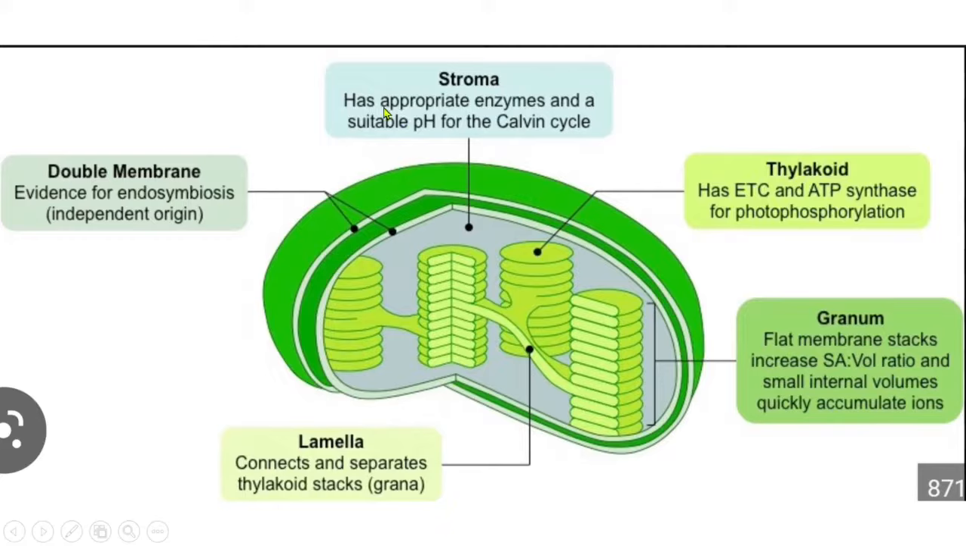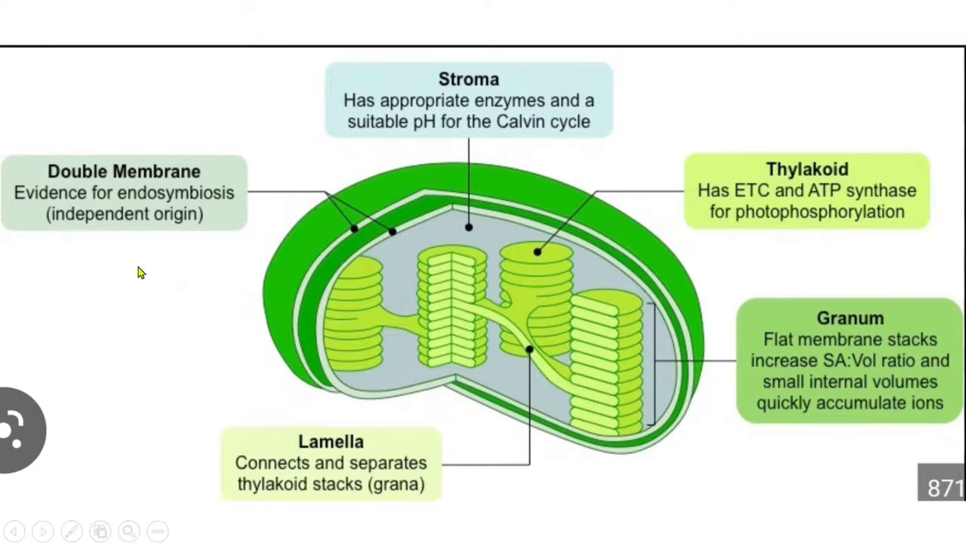When we talk about the stroma, this fluid-filled space, this is where the Calvin cycle happens. We'll explain a little later how hydrogen ions are very important here. The thylakoid is where the electron transport chain and the ATP synthase are found, which are very important for phosphorylation. As you can see, light is needed in order to phosphorylate, which means a phosphate group is added to adenosine diphosphate to produce adenosine triphosphate or ATP, and that is photophosphorylation. The granum is simply the stacks of flat membranes, and the lamellae connect and separate thylakoid stacks.